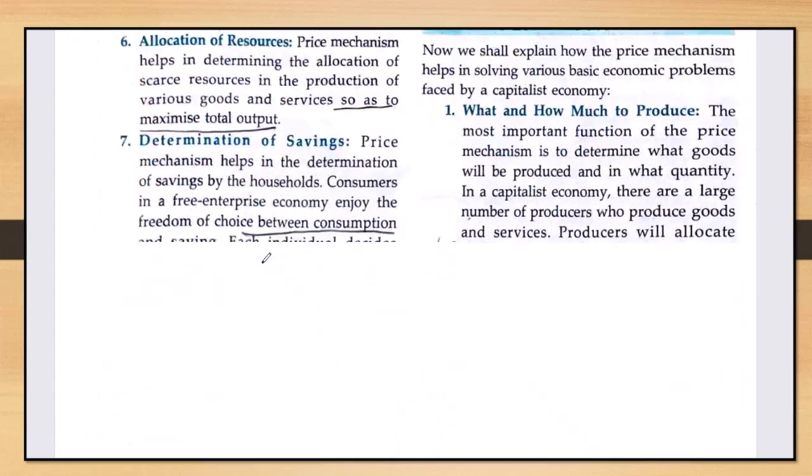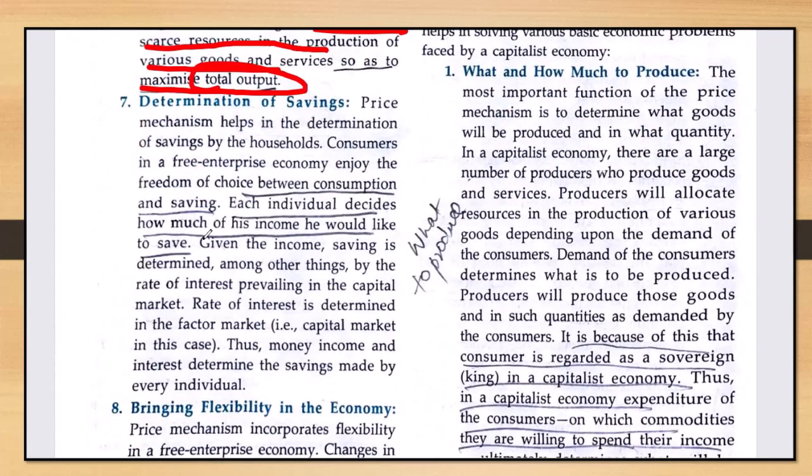7. Determination of savings. Consumers in a capitalistic economy enjoy freedom of choice of consumption as well as saving. Since they are aware of this price mechanism, this price is determined by the automatic flow of demand and supply in the capitalistic economy. According to the consumption expenditure, consumers can take better decisions about what amount to spend from their income on that particular commodity based on its price, as well as what amount to be saved. So it guides them to take a better savings decision also.